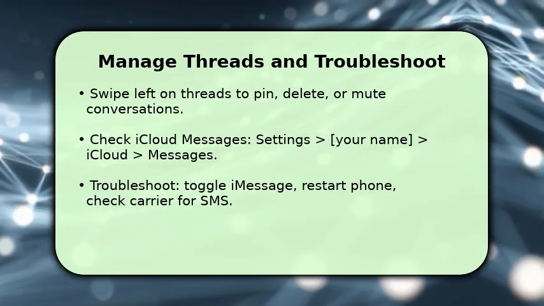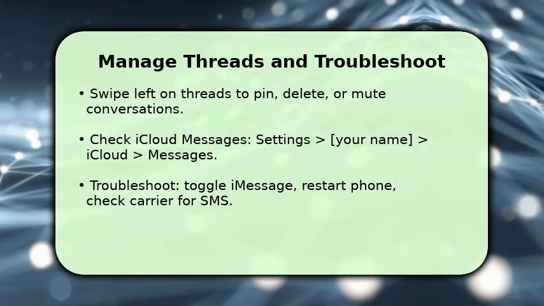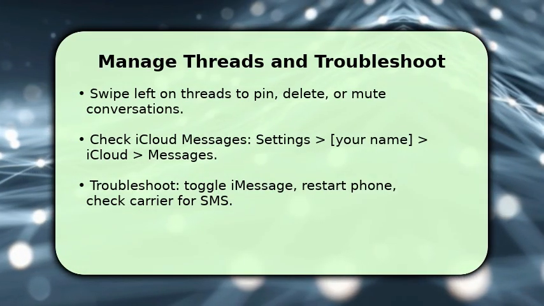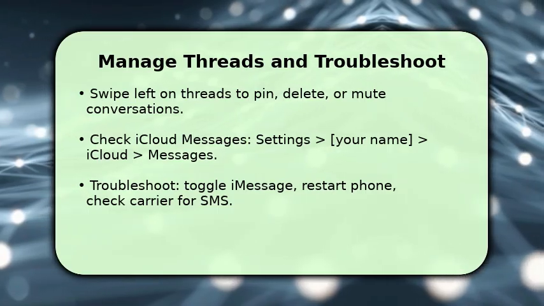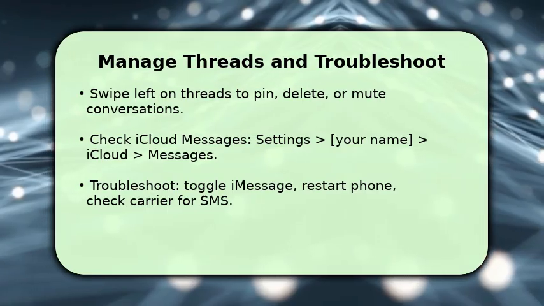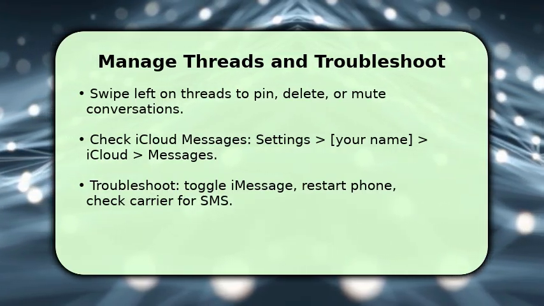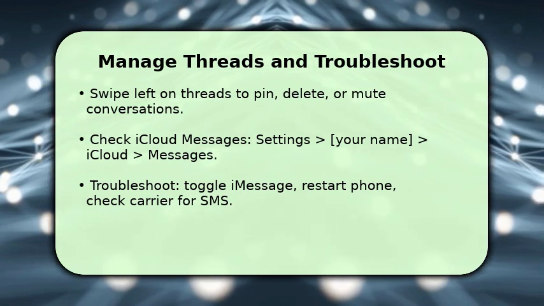If messages fail to send, first toggle iMessage off and on, then restart the iPhone. This resets network state. If green SMS isn't sending, verify cellular service and carrier settings. If problems persist, update iOS and sign out, then back into your Apple ID to reauthorize iMessage.